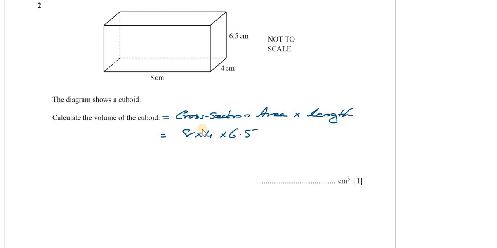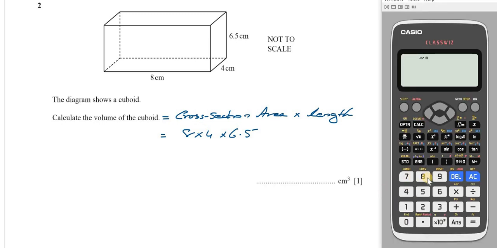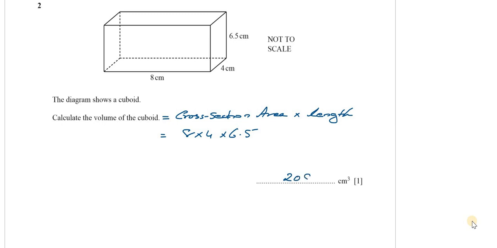Or anyway, you know that the volume of a cuboid is LBH. So length into breadth into height. Okay, like that also you can finish it. Now we will calculate this value, and that is the answer to this question. You can take your calculator, then 8 into 4 into 6.5. So you will be getting 208. So that is the answer to this question, 208 centimeter cube. Okay, I hope you understood how to do this type of questions. Now we'll move to the next question.